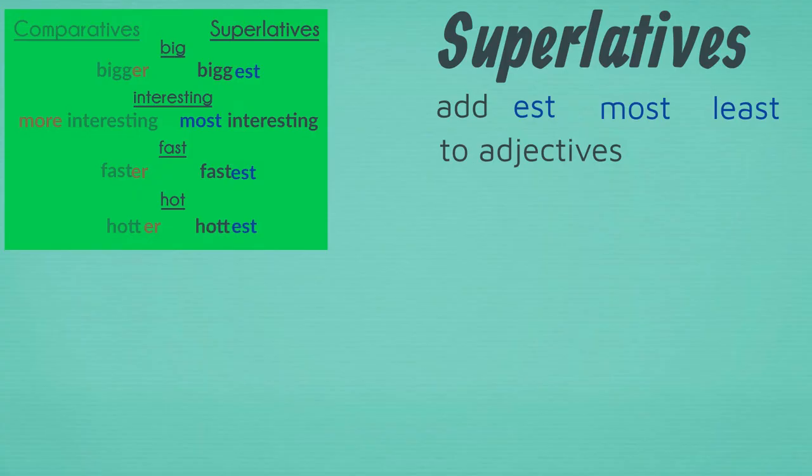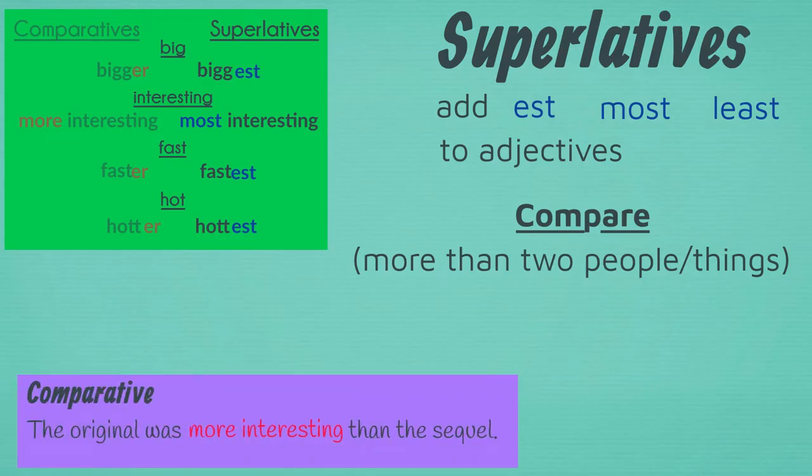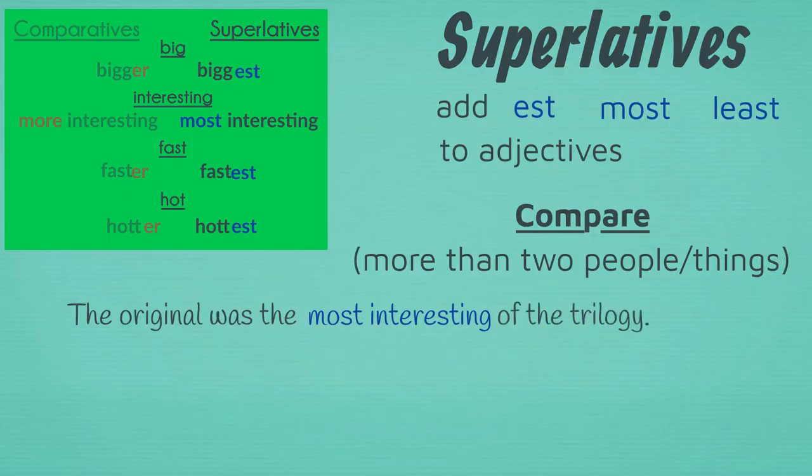Whereas comparatives are used to compare two nouns, superlatives are used to compare more than two people or things. In this sentence, there were only two movies being compared, and so the comparative more interesting was used. If we wanted to compare more than two movies, we would use most interesting. For example, the original was the most interesting of the trilogy.